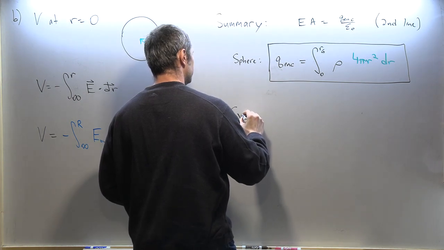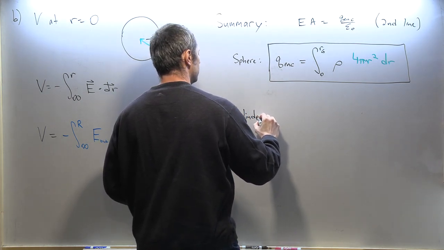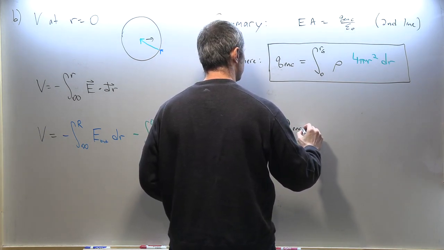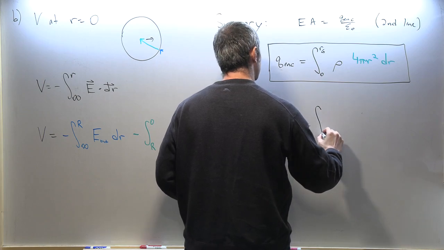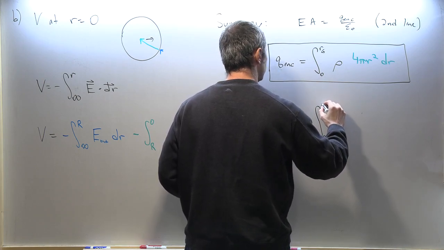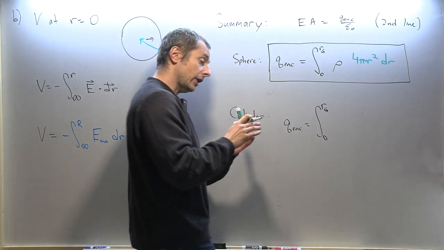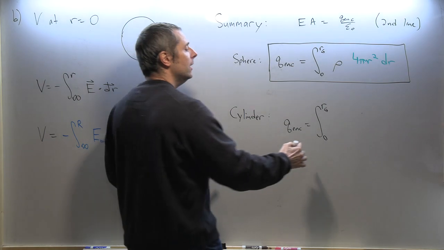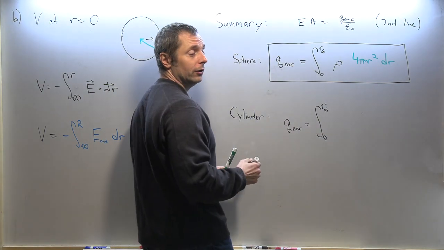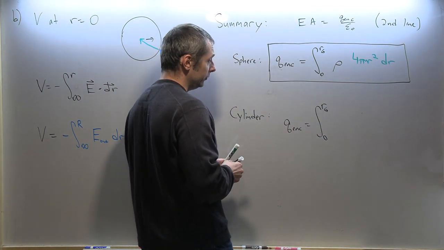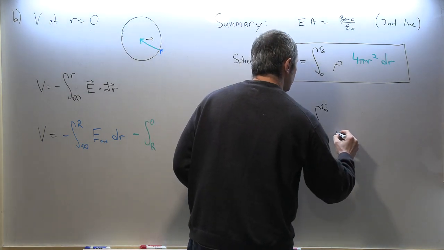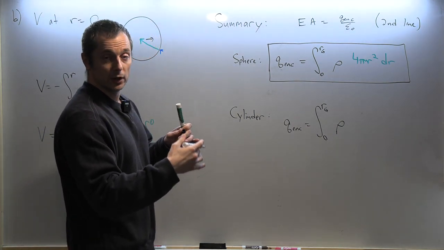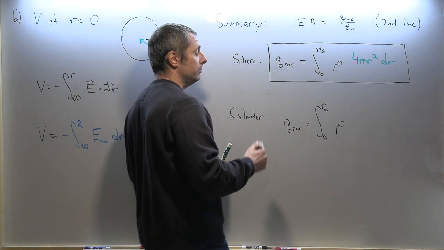For a cylinder, Q enclosed, again, you're integrating either from 0 to the Gaussian surface if you're inside the cylinder, or if you're outside the cylinder and you want to find the electric field out there, you're obviously going to stop at capital R, or whatever the radius of the cylinder is. So you're going to have your rho function. Again, it might be like what I had with the rho 0, 1 minus r over R. It could be something else.